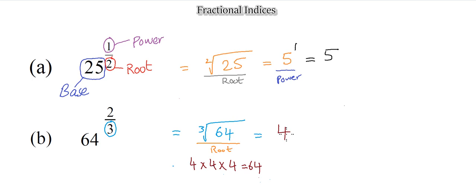I get my 4. And after 4 now, I'm looking at the top number, in which I will give the power. So 4 is my answer to the power of the numerator, which is 2. And that gives me the answer 4 to the power of 2, 16. Therefore, 64 to the power of 2 over 3 is 16.